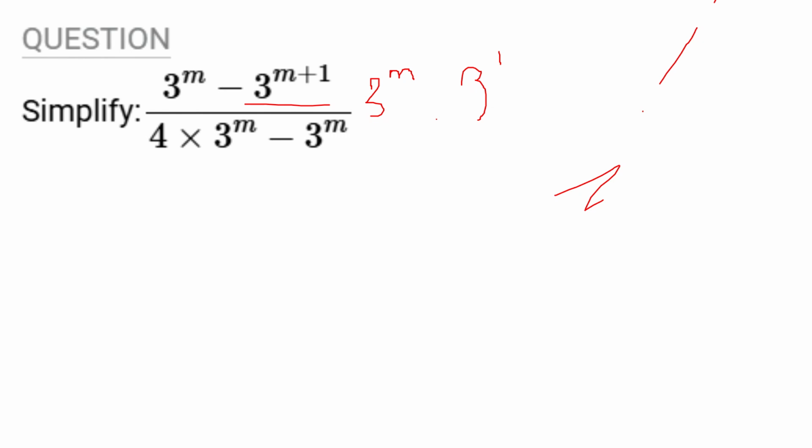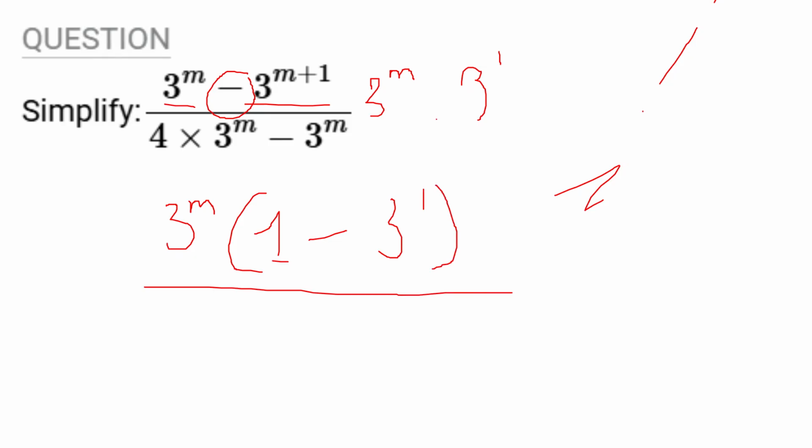Now once we get something like this, and we can see that we have a subtraction, we can pull out something that is common. The thing that is common from both sides is 3 to the power of m. We open our brackets. Now once we pull that out, we're left with 1 minus 3 to the power of 1. Okay, we close our brackets, all over.